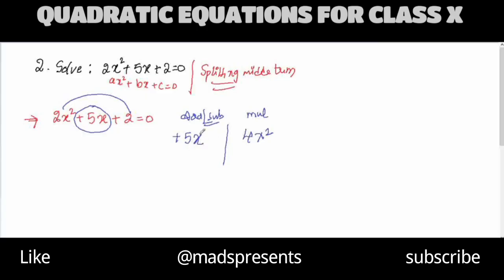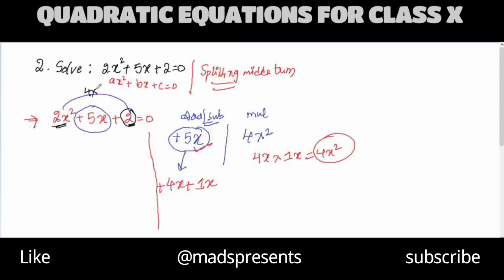So I need to split 5x so that if you multiply the same numbers, I should get 4x square. So 4x plus 1x. Plus 4x plus 1x is obviously 5x. And if I multiply 4x into 1x, 4 into 1 is 4, so 4x square. I got my extreme values, 4x square. If you split 5x in such a way that when you multiply the same numbers, you must get 4x square. So I already tracked the logic here.